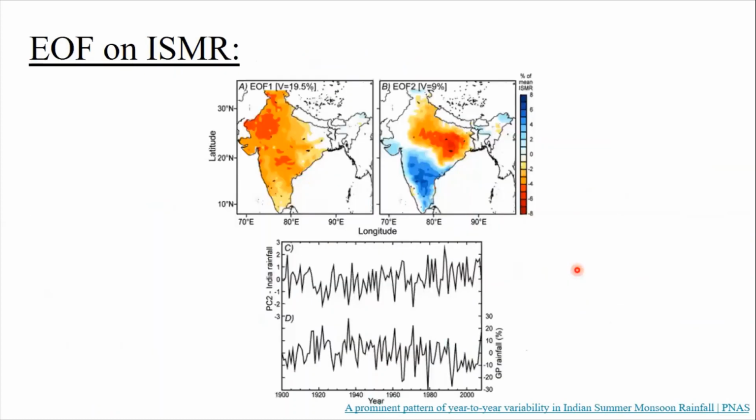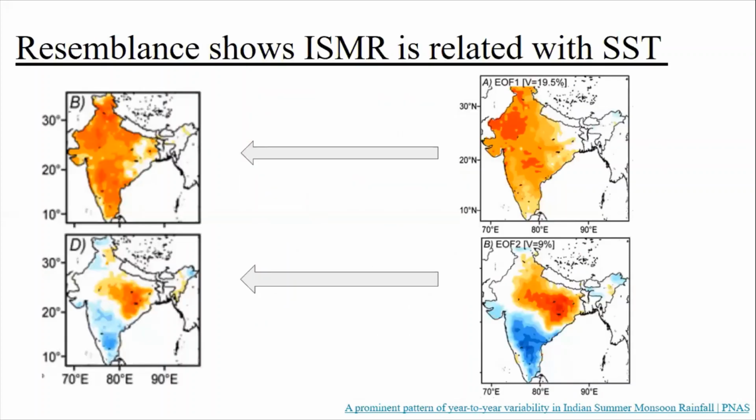These are the EOF plots of Indian summer monsoon rainfall. Now, the EOF and MCA modes show strong resemblance, and here the researchers in the paper say that there is a robust relationship between sea surface temperature, SST, and Indian summer monsoon rainfall, that is ISMR.